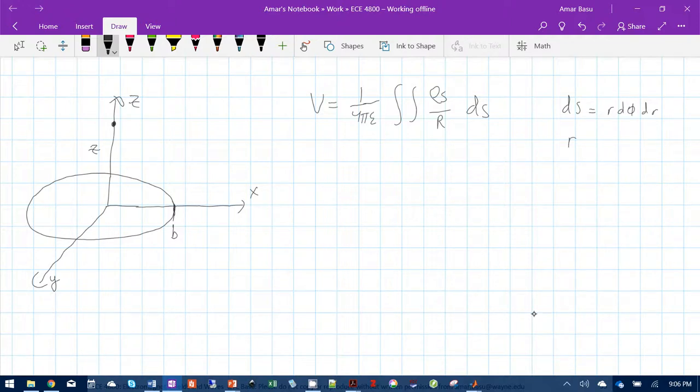Our limits of integration: r is going to go from what? 0 to what? 0 to b, right? We're going to integrate from r equal to 0 to b. And how about phi? 0 to 2 pi. Good. All right, so we figured out ds. We figured out our limits of integration. Now, how about r?